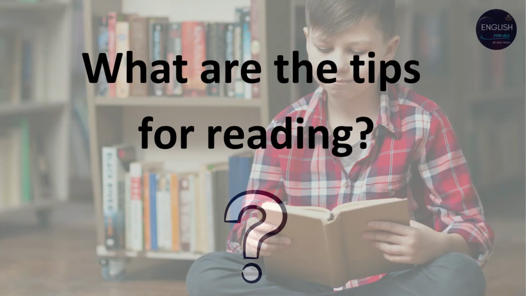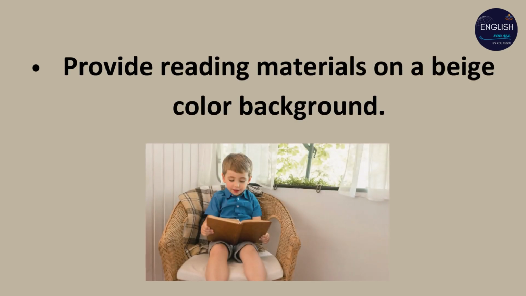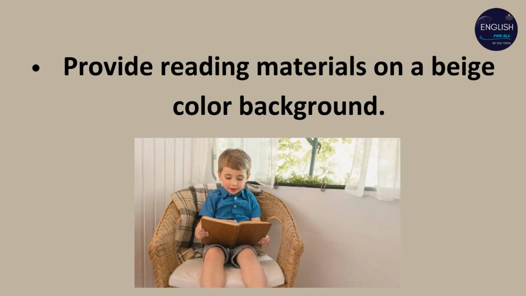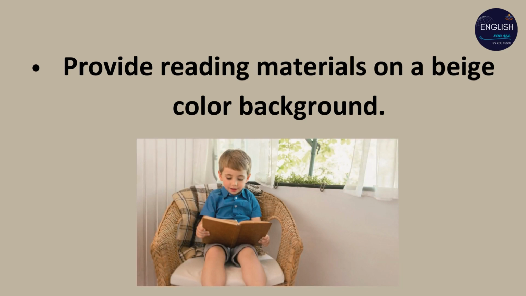So let's see some of the tips which teachers can use while assigning students reading tasks. One of them is that teachers can provide reading materials on a beige color background, because learners who have learning difficulties like dyslexia find it really difficult to look at shiny surfaces like the white color. So they struggle while reading dark letters on a white background. So teachers can type or write the text on a beige or blue background and the letters in blue color or a similar color.